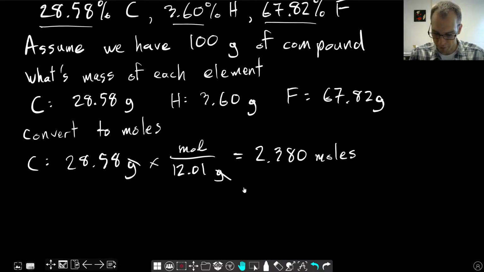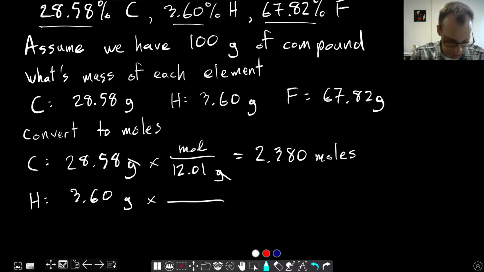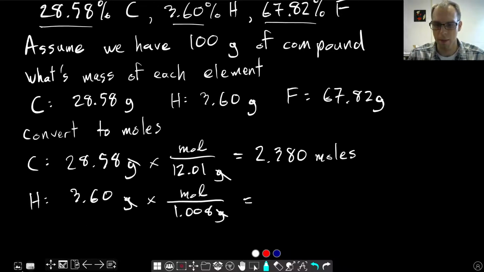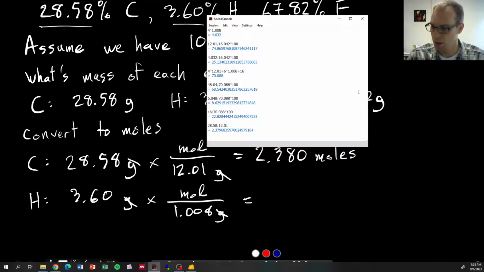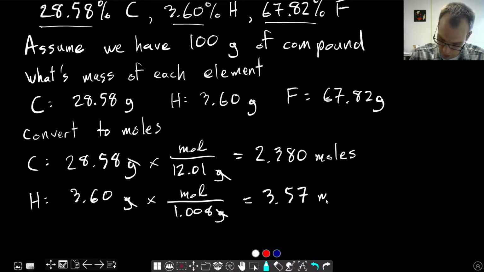And we can repeat that for hydrogen and for fluorine. So for hydrogen, we're going to have 3.60 grams. Again, we'll need to divide by the atomic weight, 1.008 grams per mole. Again, our grams cancel. Put this into the calculator. 3.6 divided by 1.008 gives us 3.57 moles. Again, we're seeing that hydrogen, because it's really light, even though there's not a lot of mass, there's more moles of hydrogen than carbon in this molecule.